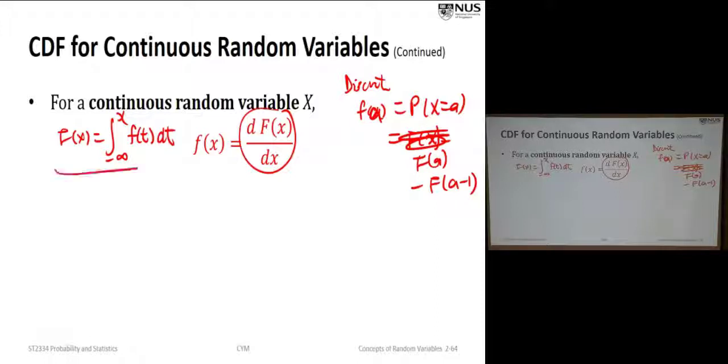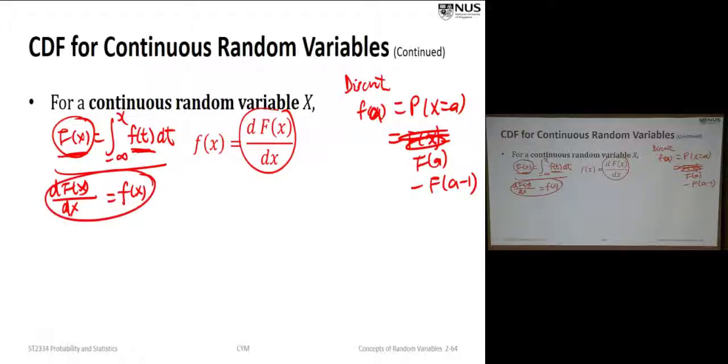This is how we got the CDF. That means we obtained this CDF from the PDF. So how to get the PDF from the CDF? You just differentiate this with respect to x. Then you get f of x. All right, this is a property of calculus.